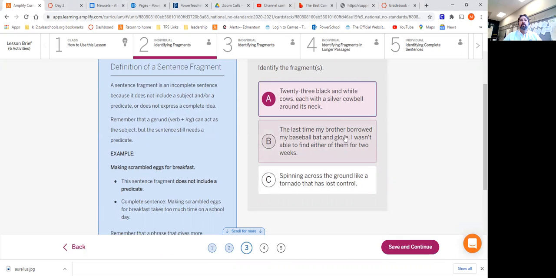So here you have a dependent clause. "The last time my brother borrowed my baseball bat and glove." And here you have an independent clause, meaning it stands on its own. "I wasn't able to find either of them for 2 weeks." This is a fine sentence.